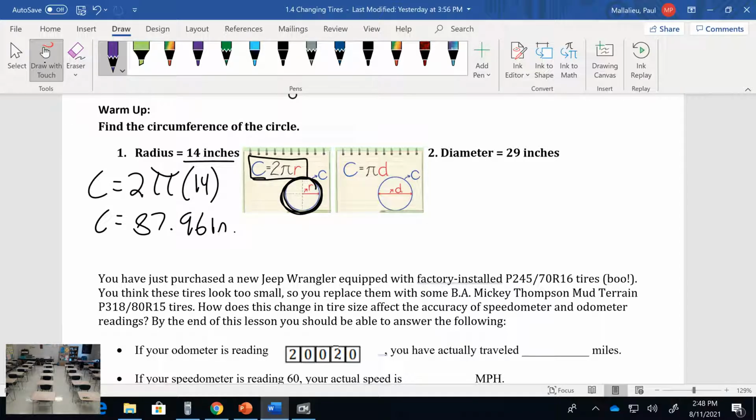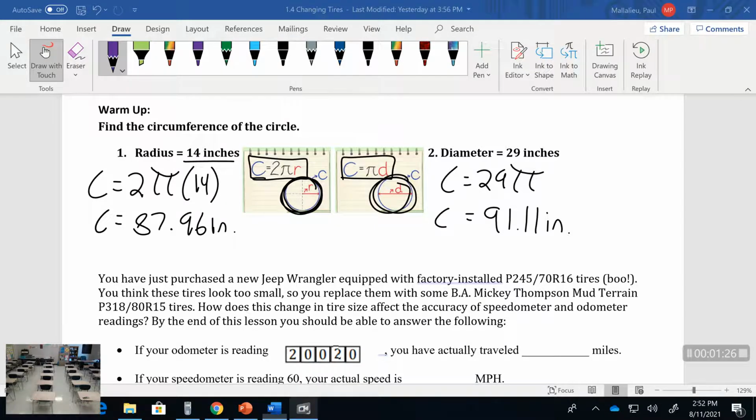Circumference is all the way around, so we're talking about a tire, that's going to give us all the way around. Diameter, same general concept, just using circumference equals pi d. So you just put the 29 in place of the d. So the circumference there is 91.11 inches. So it's a larger circumference.